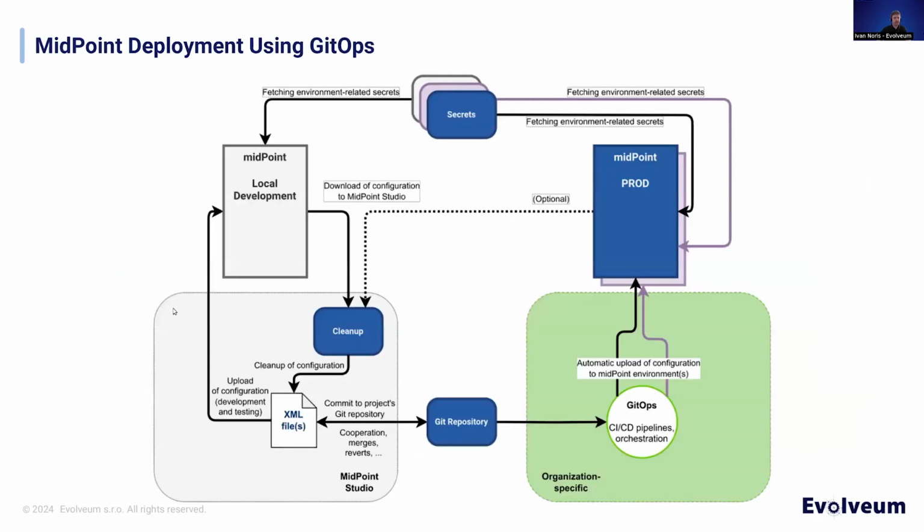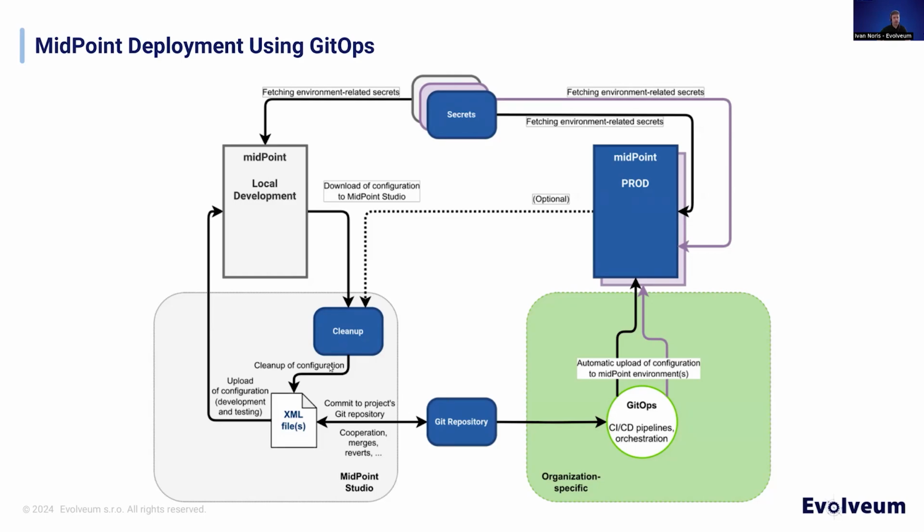So here is the basic schema. In this basic schema, we have a MidPoint Studio. We have a local development MidPoint. It could be on the same workstation where the developer is working. And then we have production MidPoint and all others, so acceptance testing, whatever. And if the organization has the GitOps pipeline and all the configuration, this is of course organization specific, there will be a Git repository between Studio and the GitOps.